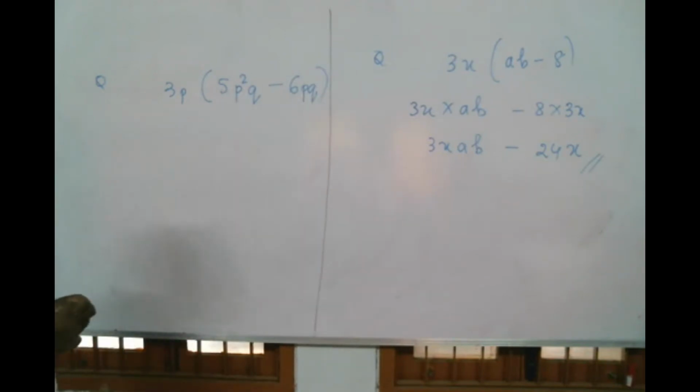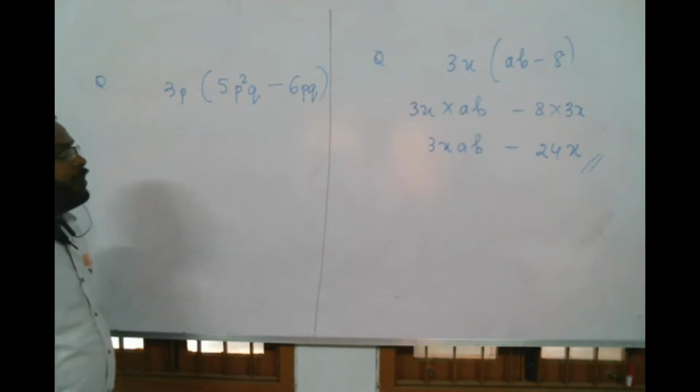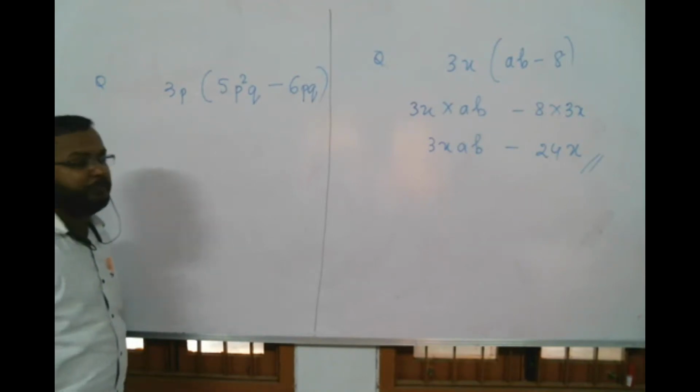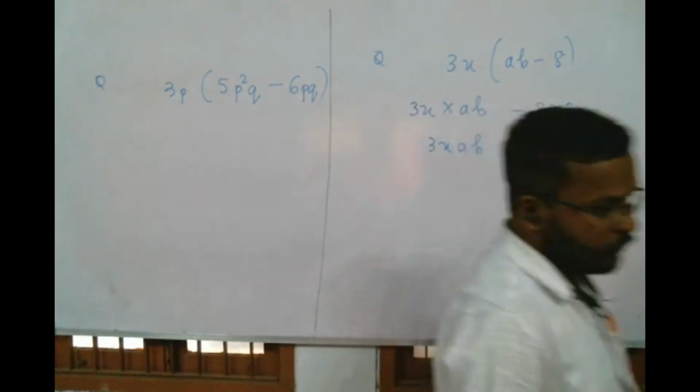3p multiplied with 5p square q minus 6pq. All of you do this.